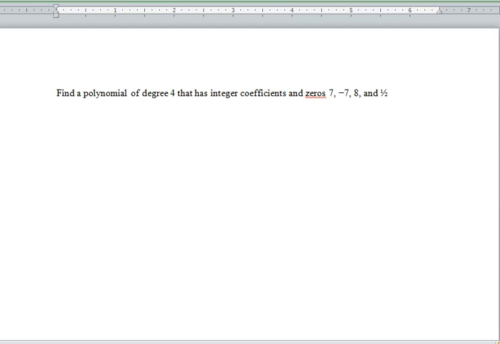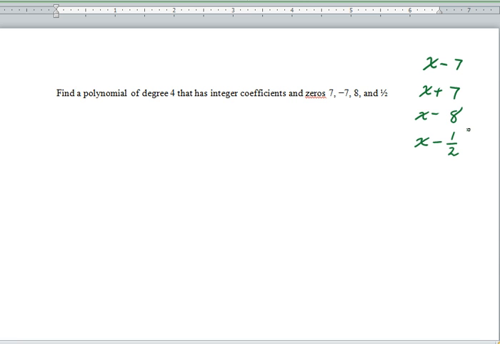We are to find a polynomial of degree 4 that has integer coefficients and zeros of 7, -7, 8, and 1/2. We know that when a polynomial has a zero of, say, c, then x minus c is a factor of that polynomial. So we will have a factor of x minus 7. We'll have a factor of x minus a -7, which is x plus 7. We'll have a factor of x minus 8. And we'll have a factor of x minus 1/2.